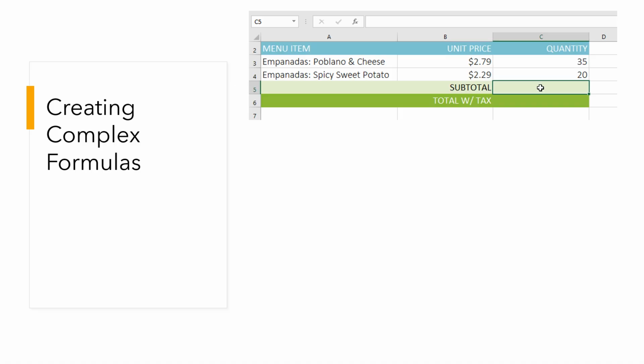So let's look at this in another way. In the example below, we're going to use cell references along with numerical values to create a formula that's going to create a subtotal for our catering invoice. The formula will calculate the cost of each menu item first, and then add our values together.